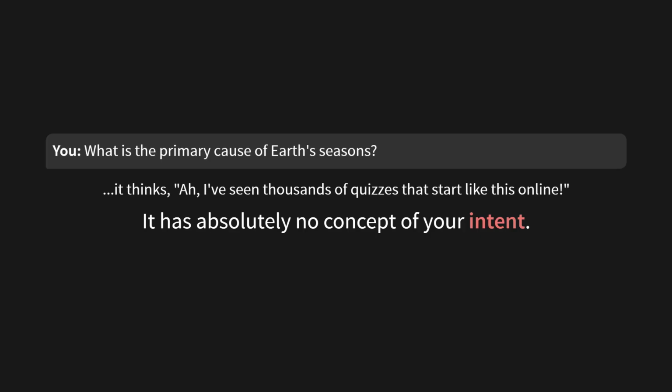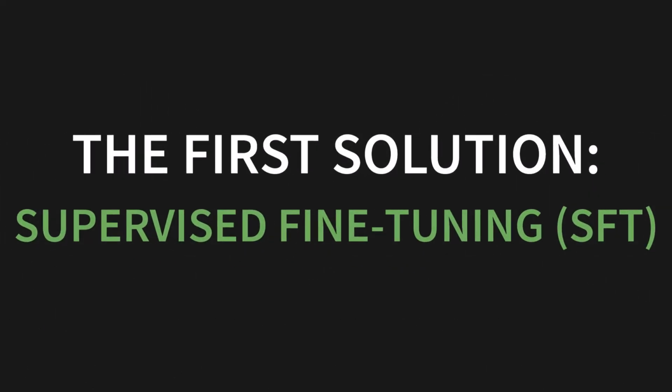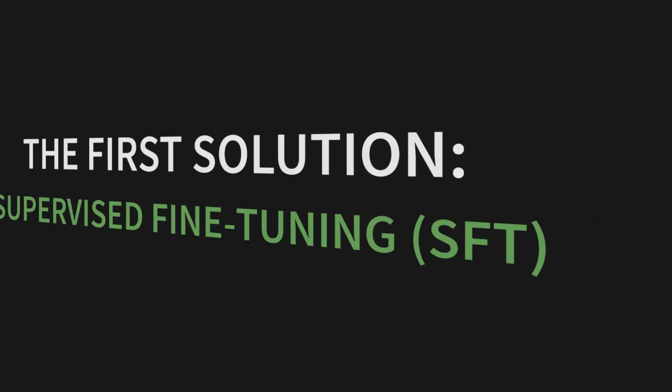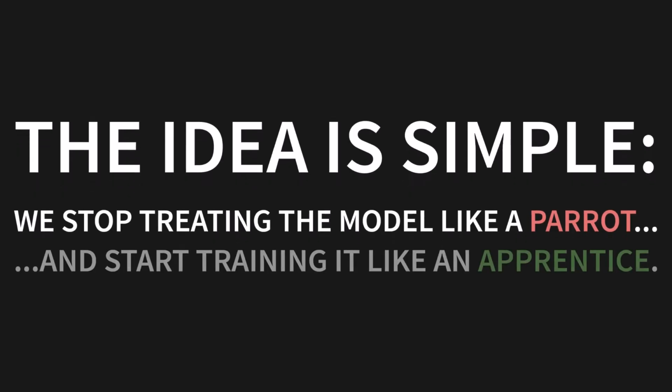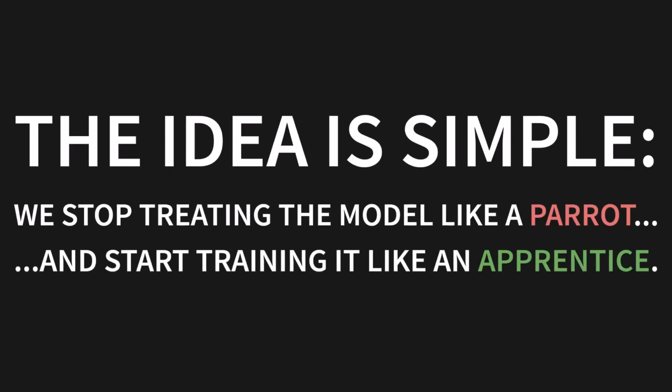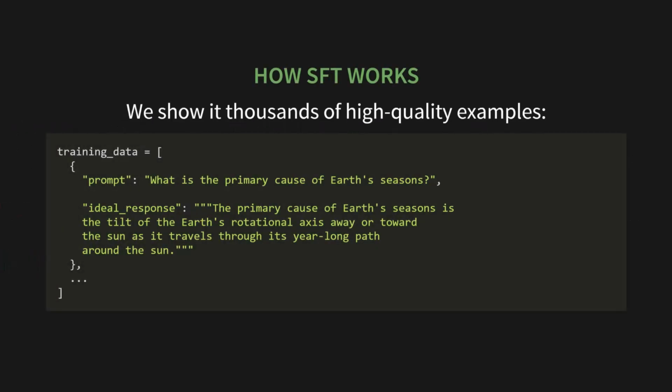So, what's the first solution? It's something called Supervised Fine-Tuning, or SFT for short. And the idea here is really simple. We stop treating the model like a parrot, and we start training it like an apprentice. So how does SFT work? Well, we show it thousands of high-quality examples. We give it data that looks like this.